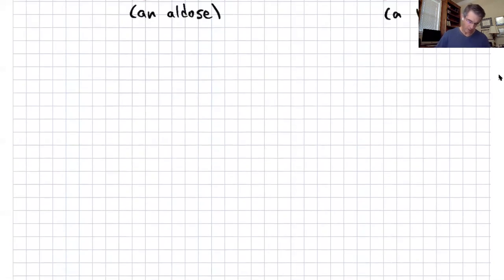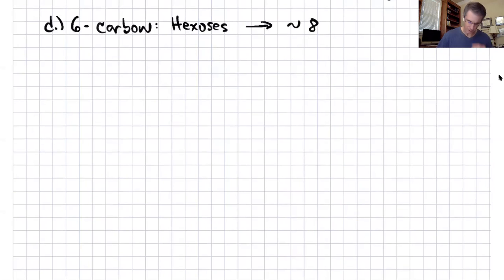Okay, next up the scale. We of course go up 1 more carbon to the hexoses. And this is where we have a whole bunch, right? Let me write this out the way I've been doing it before. So we have 6 carbon, the hexoses, of which there are somewhere around 8 or so versions that are important in biochemistry, or frequently utilized, right?